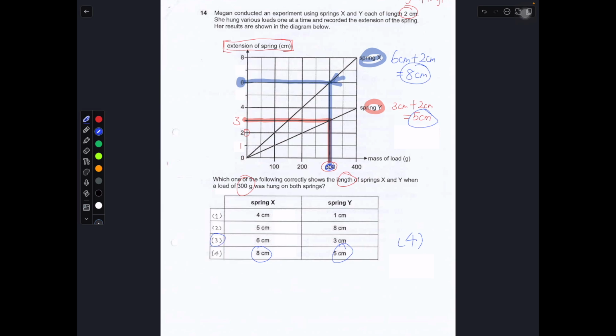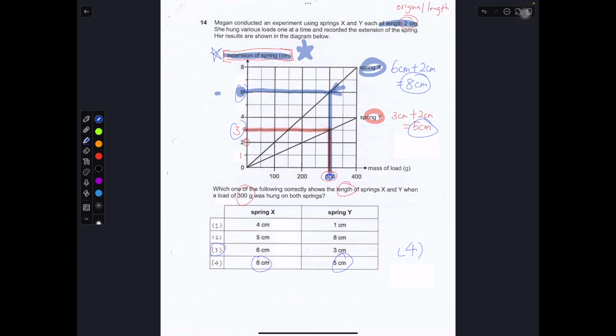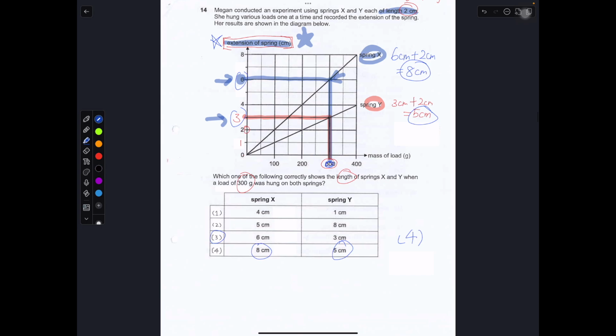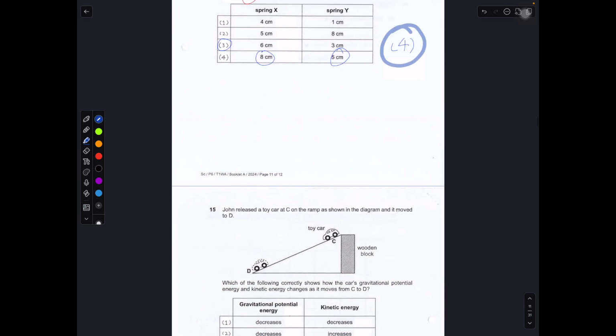Because you just read off the information, but you have to know that with springs, it can be quite tricky. Reading this part is very important, because it will determine your answer. If you don't read these two parts together, it's very difficult to choose the correct option, because you may just take the reading, choose 3, then realize the answer is 4. So this is a very tricky question. The answer is 4.